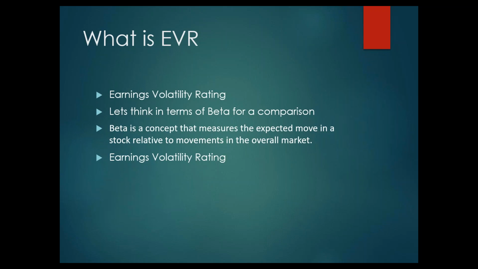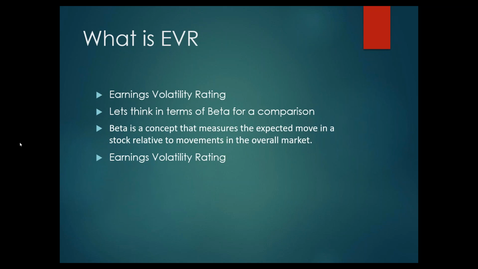So if the S&P 500 moves up 1% in a day, a high beta stock might move up more than 1% of its own price in that day. A low beta stock might move up less than 1% in that same S&P 500 1% day. Now, earnings volatility rating is similar but not the same. An earnings volatility rating measures how volatile a stock is to its earnings event.